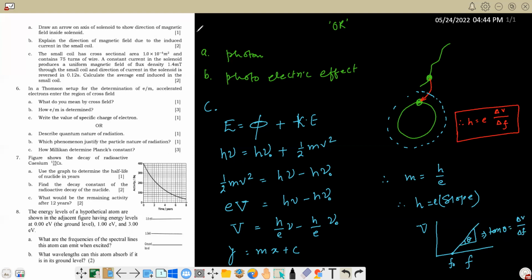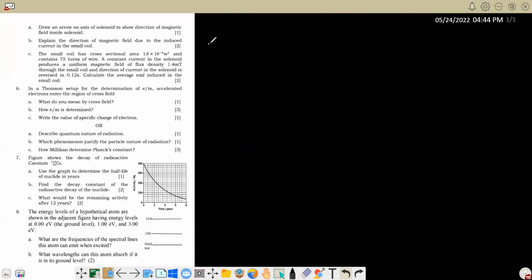Now let us move on to another, that is question number 7. This is a diagrammatic, graphical question, and let us look at the information given. This is cesium 134. Okay, A is 134 and Z is 55. Use the graph to determine the half-life. Okay, half-life is the time when the total number of nuclei is reduced to half. Now if it starts from 400, how much time does it take to reach 200? Let us look at the graph.